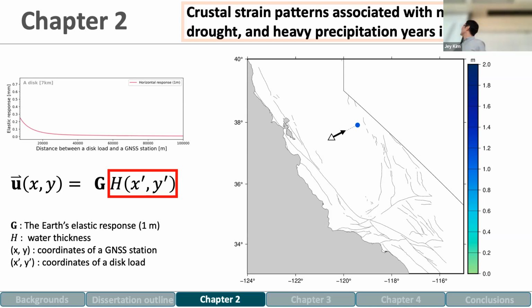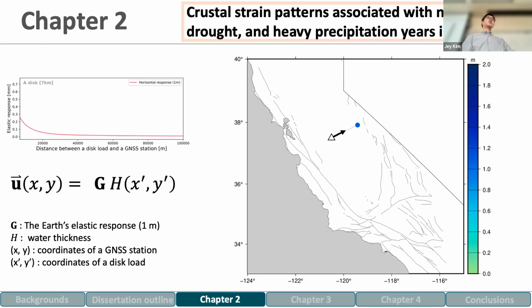And here I have this load as an example. Let's think about zero thickness first. You have no water, so water thickness is 0. So if you multiply 0 by any function, then the result should be 0, right? So you have no response at the station. But when you add a little bit of water, then you start to have horizontal response.